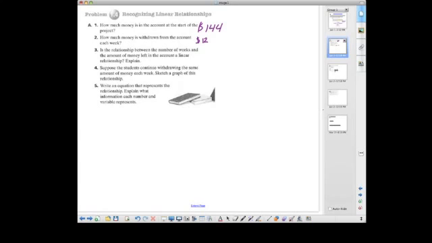Number 4 says, suppose the students continue withdrawing the same amount of money each week and sketch a graph. You guys know how to make a graph. We're not going to do this. If you will do it in your notes, that would be helpful. It'll give you a little extra practice.